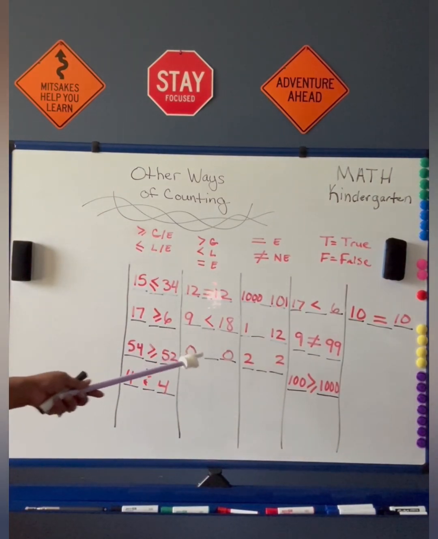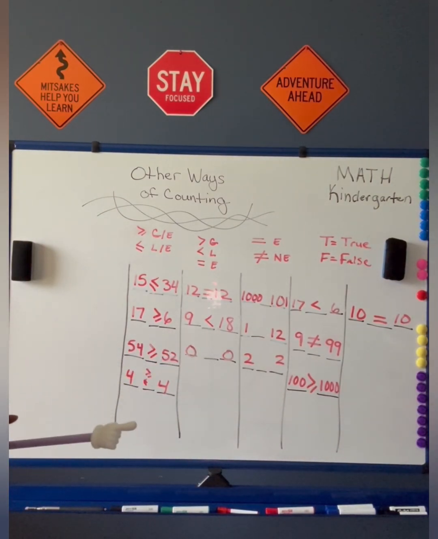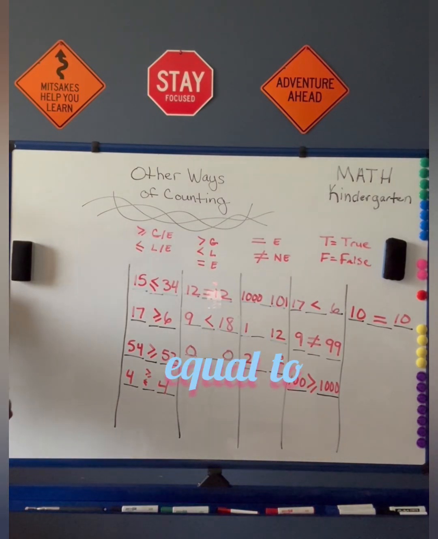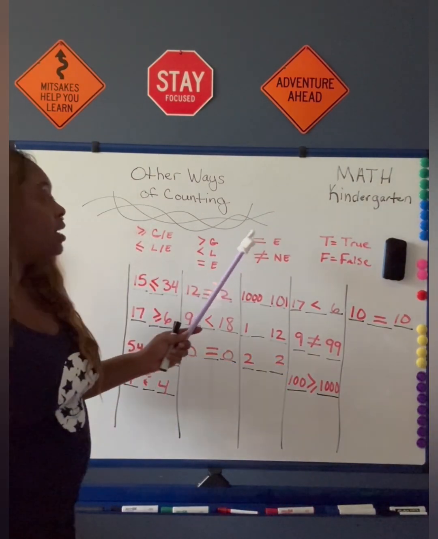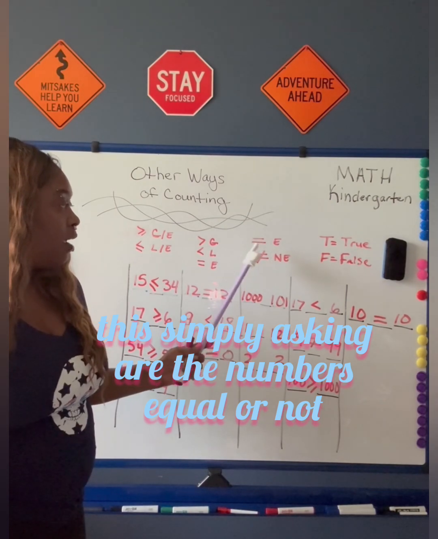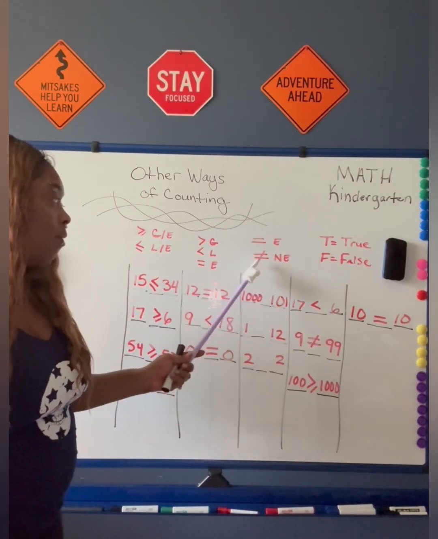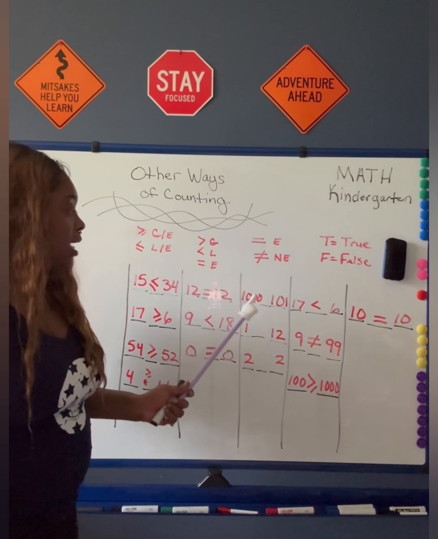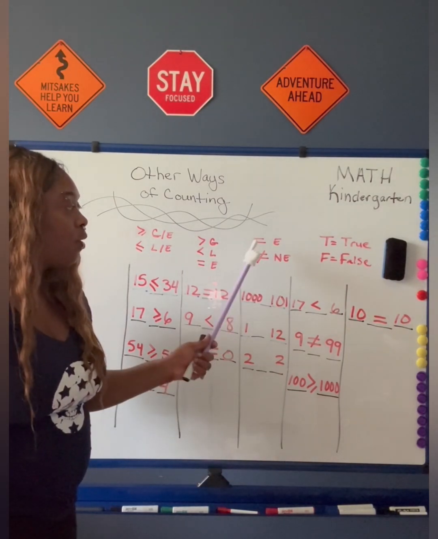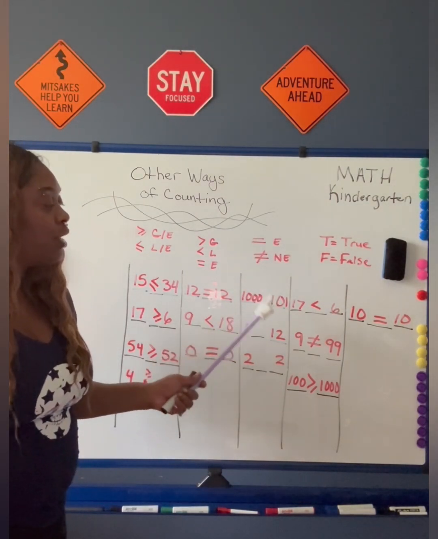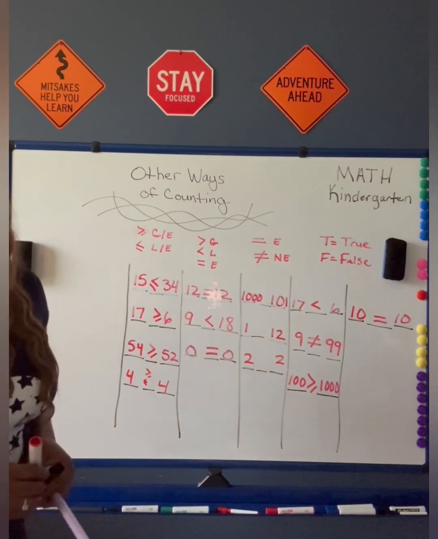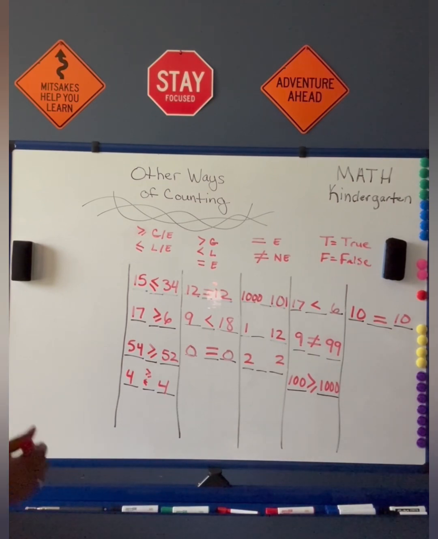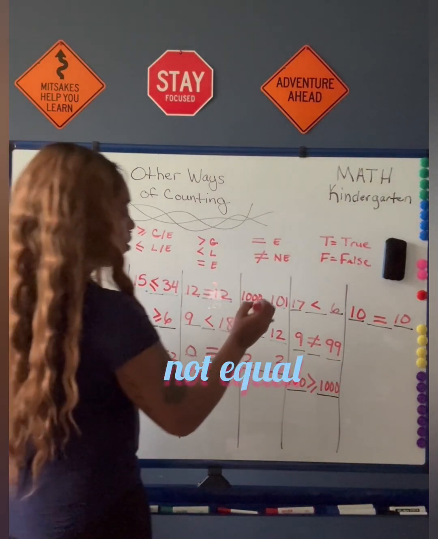And lastly, 0 and 0. Is 0 greater than, less than, or equal? 0 is equal to 0. Now here's asking, write the equal symbol. We have E for equal and then NE for not equal. Equal or not equal. Is 1,000 equal or not equal to 101? Okay, 1,000 and 101 is indeed two separate numbers, so it is not equal.